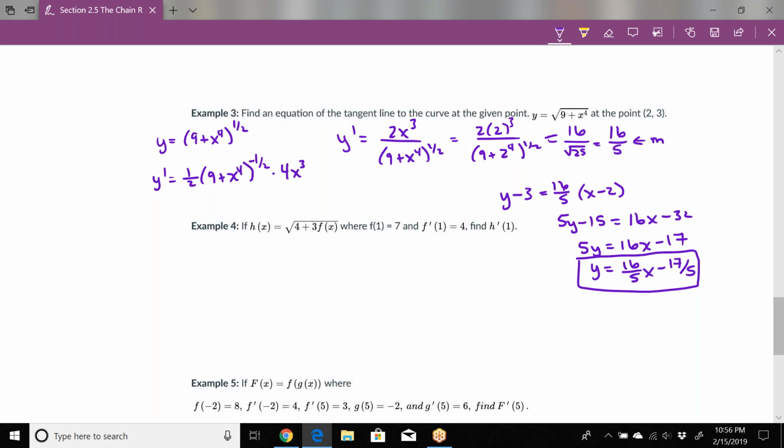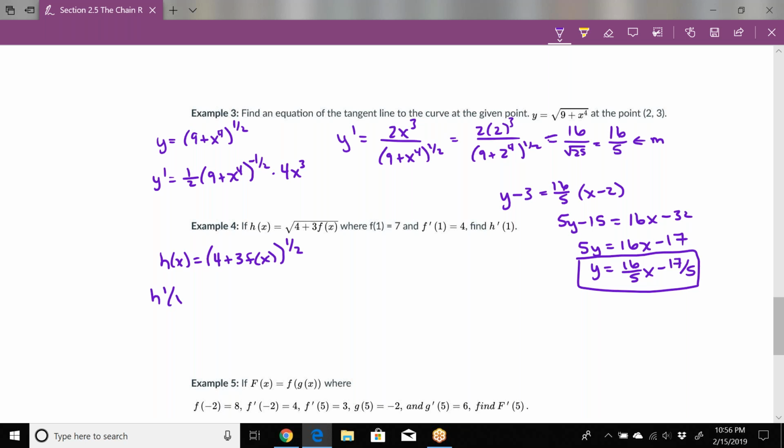Okay, for example 4, we've got h, which is this function that has an f inside, and they gave us 2 different ordered pairs, one for the original function and one for the slope or the derivative function. And then we have, let's find h prime of 1. So the first thing I want to do is write h of x using the square root as a 1/2. So this is going to be (4 plus 3 f of x) to the 1/2.